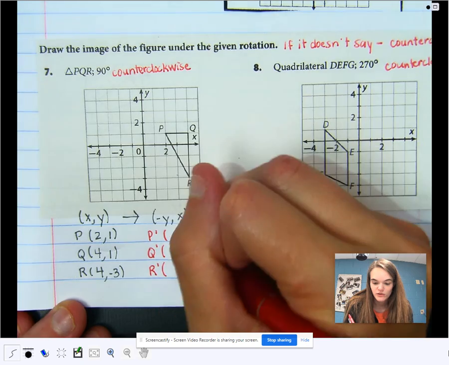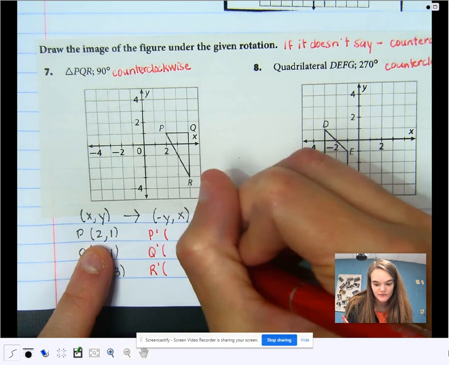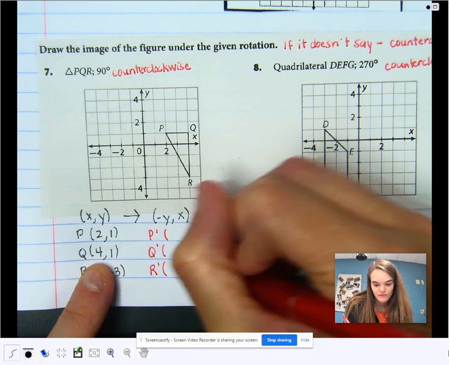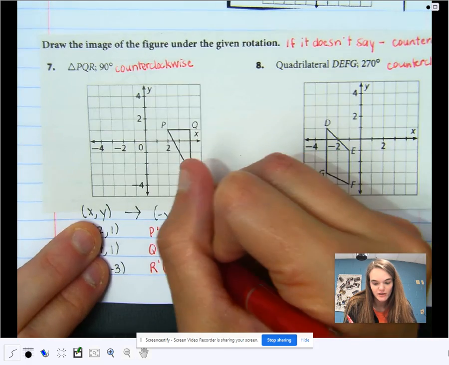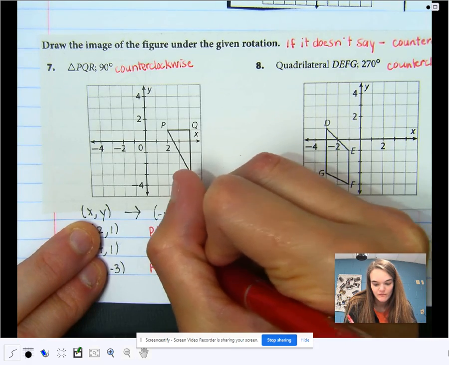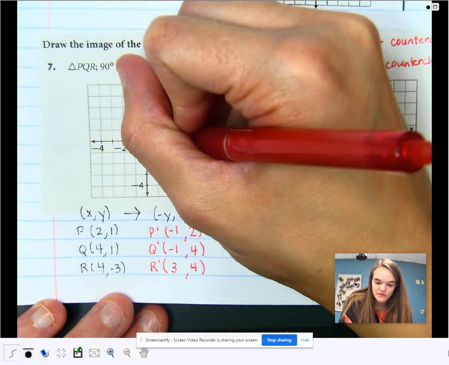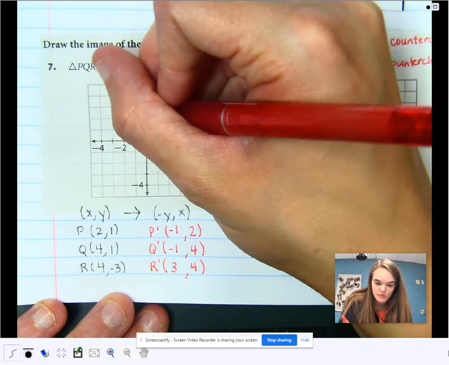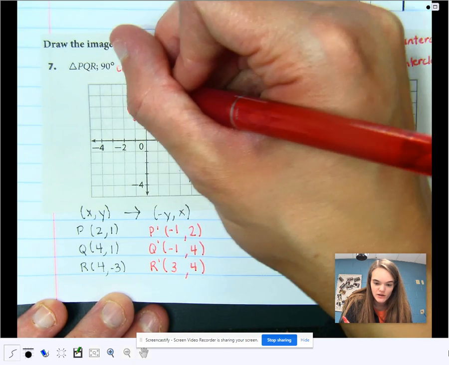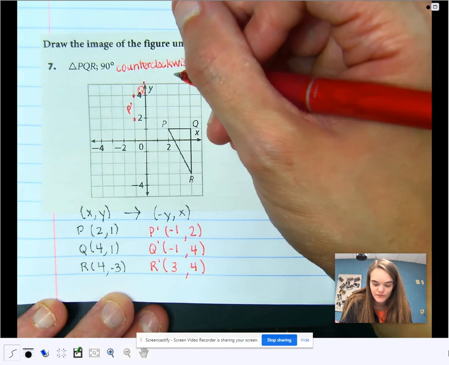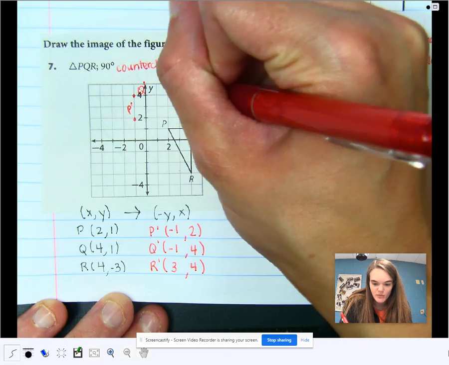X goes from here to the Y spot. Y goes to the X spot, but it's the opposite. And I'm going to graph it. Negative 1, 2. P prime. Negative 1, 4. Q prime. 3, 4. R prime.